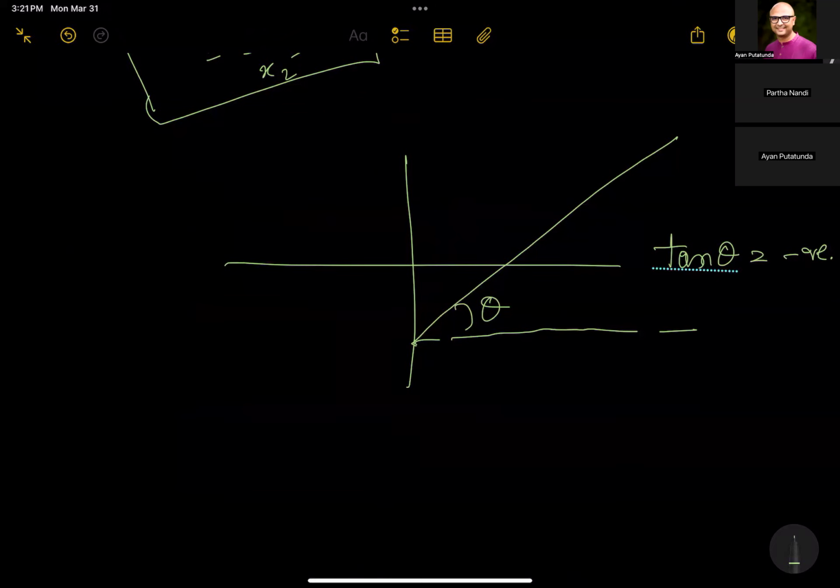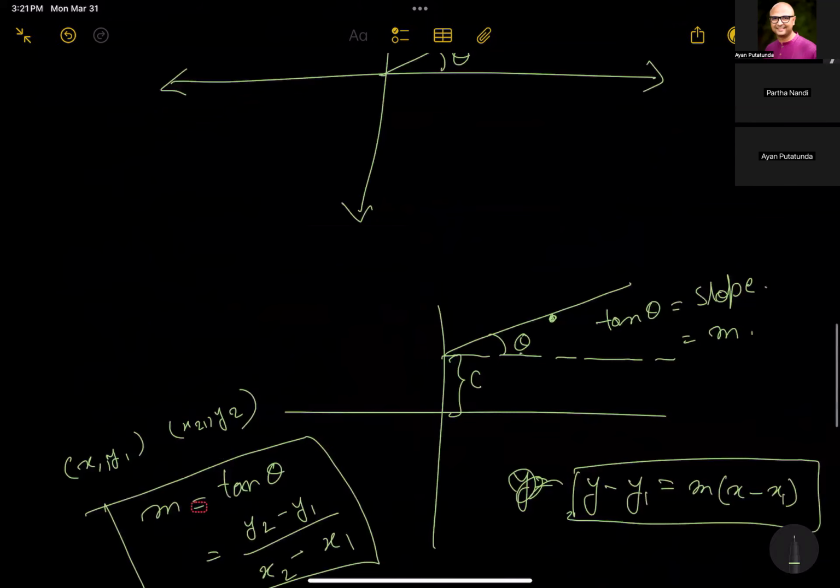So basically, slope defines how much inclined that particular line is in reference to your origin or in reference to both the coordinates. That is the measure. That is the measure. So by tan theta, you are just applying to get the measure, right? So if you say it is 45 degree, right?